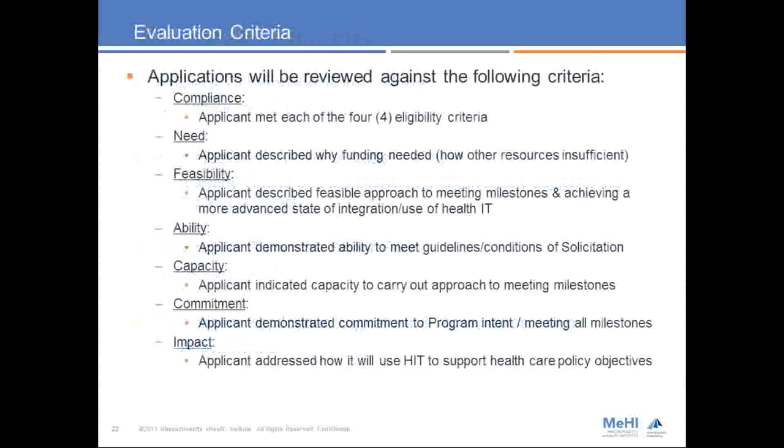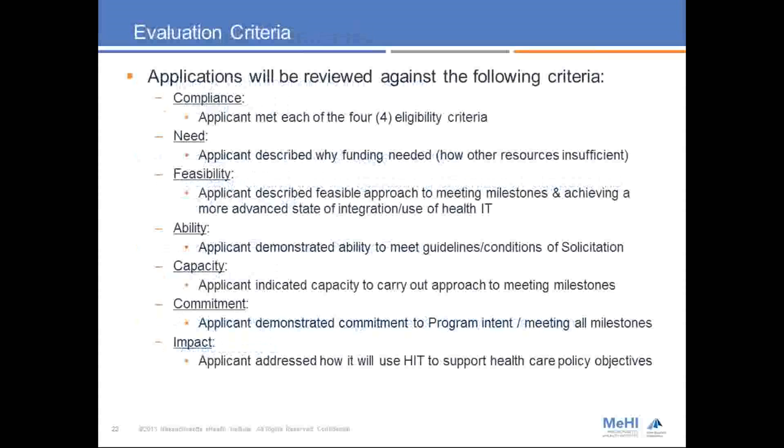MeHI will review each application submitted against the following criteria. Compliance. Has the applicant met each of the 4 eligibility criteria, including all attestation and substantiation requirements? Need. Has the applicant described why they need the funding and how other sources of funds or resources are insufficient to meet organizational goals?